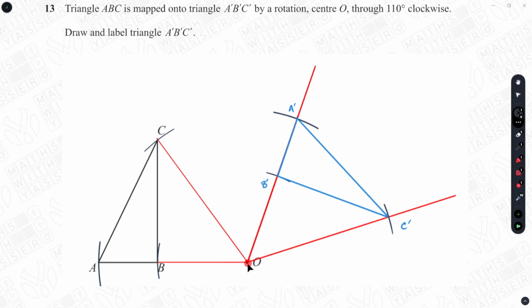Then we again drew a line from this point to the point C and we placed the protractor and we found 110 degrees. So the angle between this line and this line is also 110 degrees, and we drew a line. Then we drew an arc from O to C and we kept the length constant and drew another arc over here and labeled it as C prime. Then we simply connected all these points to form the triangle which we were required to draw.